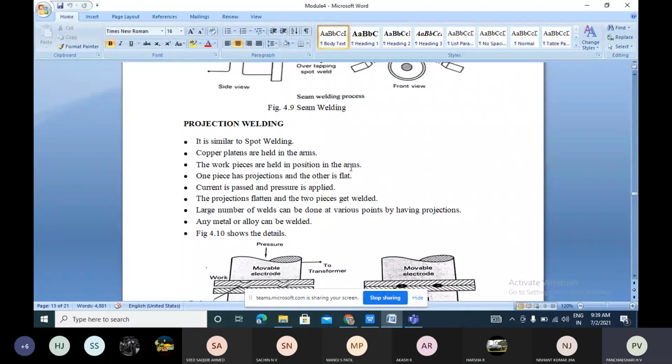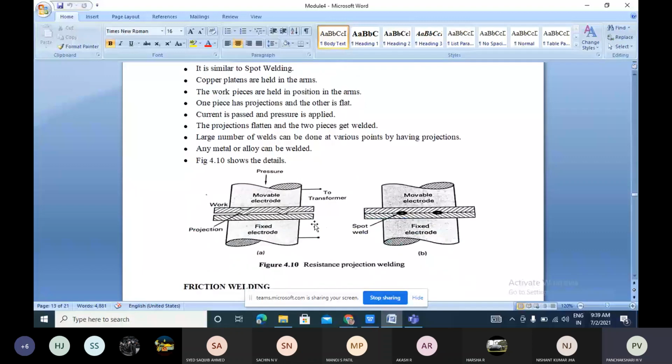The workpieces are held in position in the arms. One piece has projections and the other is flat. Current is passed and pressure is applied. The projections flatten and the two pieces get welded. A large number of welds can be done at various points by having projections. Any metal or alloy can be welded like this. So this type of welding is called projection welding.